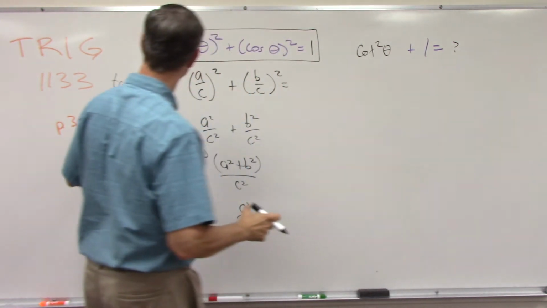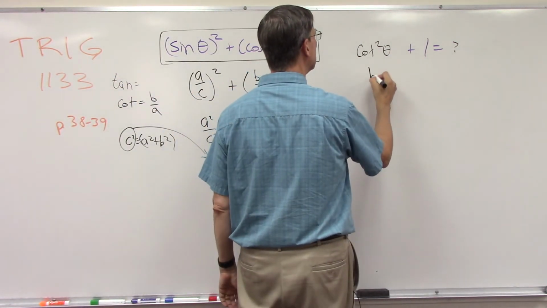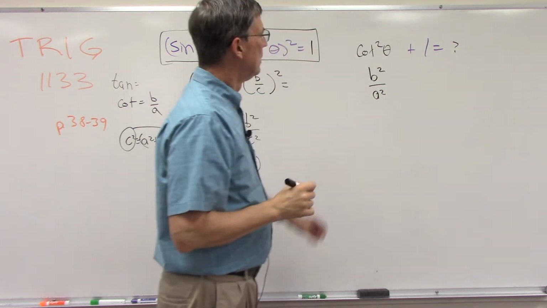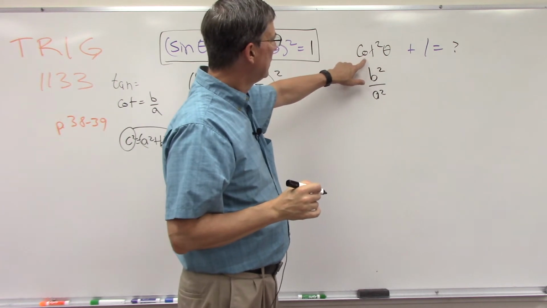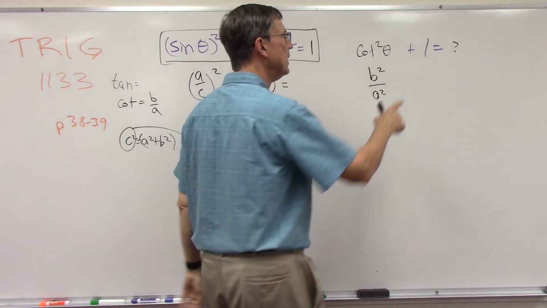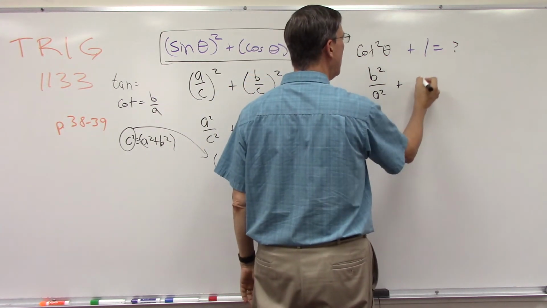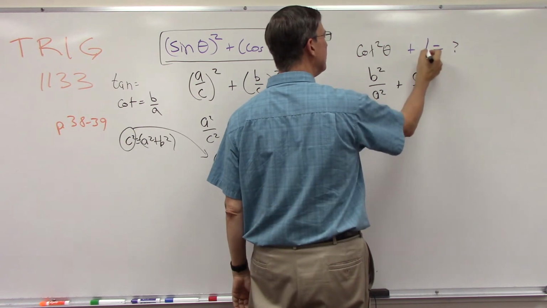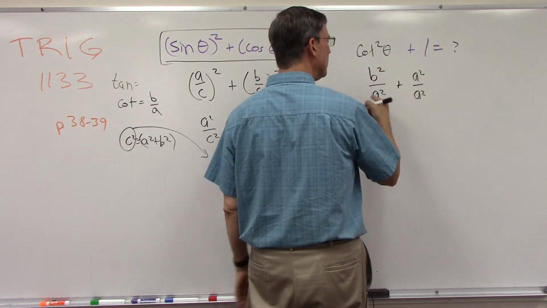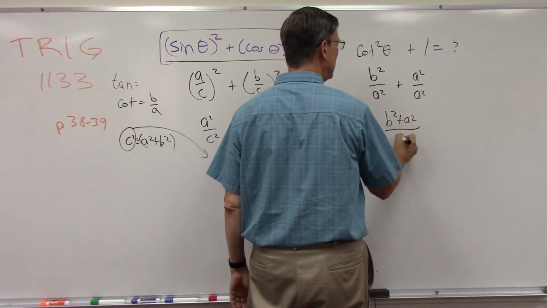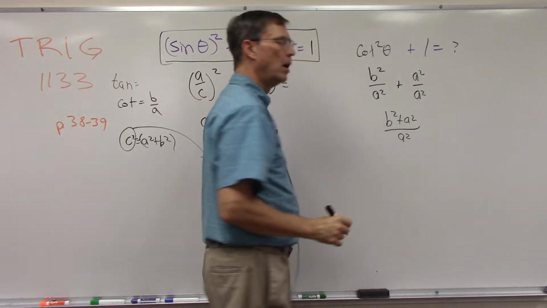So cotangent is B over A, so let's write B squared over A squared, because we're squaring the cotangent. B over A squared is B squared over A squared. Now we want this to be 1, so we want to make it A squared over A squared. Anything divided by itself is 1. Let's keep going, put it over a common denominator, B squared plus A squared over A squared.